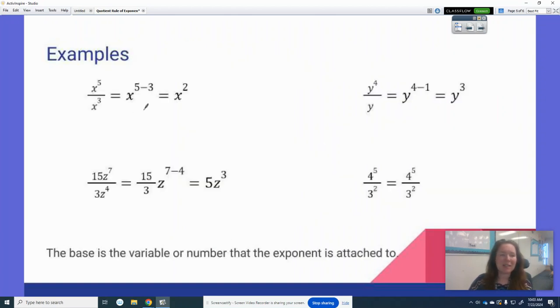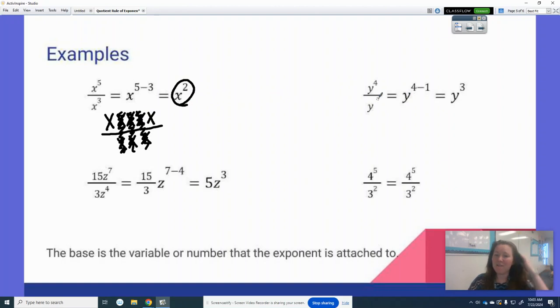So let's do some practice. Here, very similar to what we just did, 5 x's on top, 3 x's on the bottom. For this example, go ahead and write it out just so that we can have a visual when we look back at our notes. 1, 2, 3. And now there's 3 of them that will cancel out on the top and the bottom, or that can divide out on the top and bottom. And we only have 2 x's left, so that's why we got x squared.